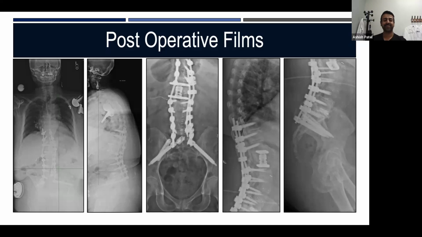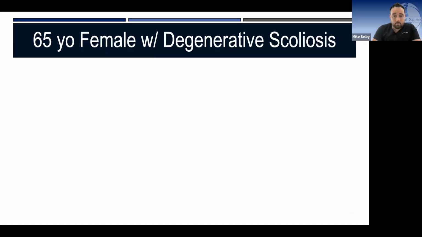Well, we got a good result, and I think the critical piece around this when we're talking about tips and tricks is to make sure that you put a temporary rod in, especially if you're creating a 3-column deformity, either through a corpectomy or an ACR.